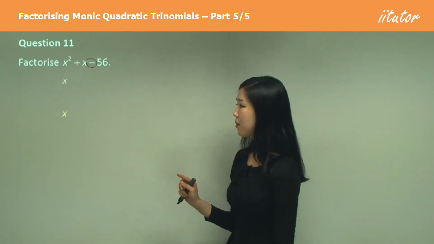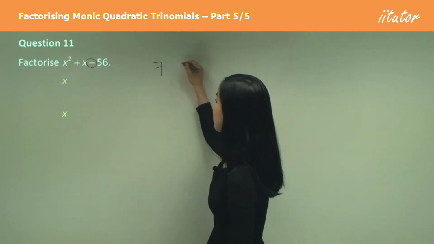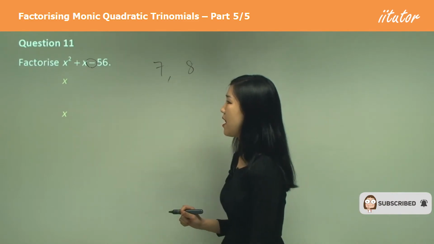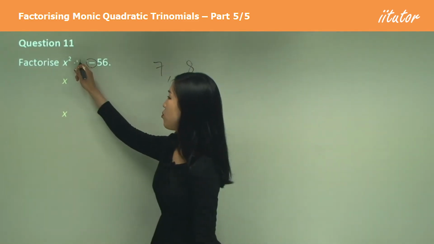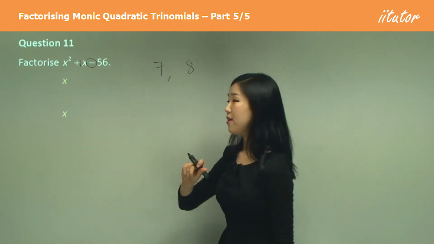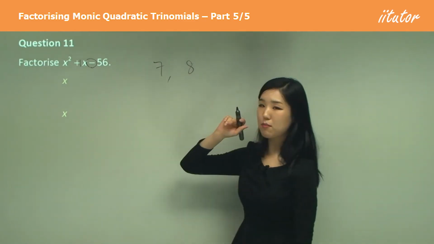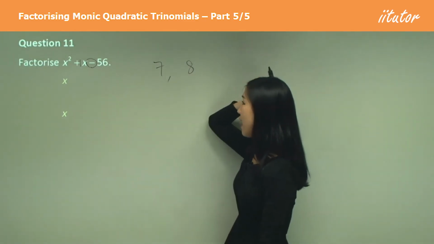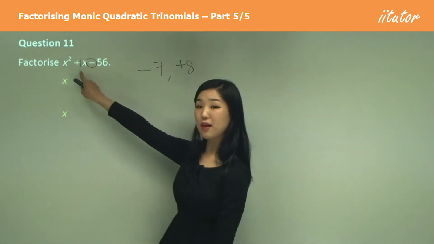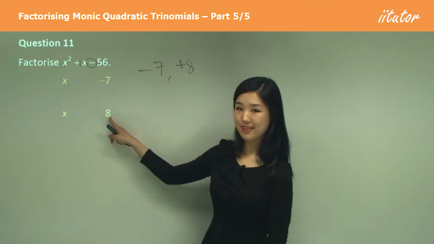Okay, again, I'm going to start with my x and x, and then think about 56. I'm going to try to use 7 and 8 again, because that's the one I can think of at the top of my head. And we want, this is plus 1x, isn't it? I know that the difference of these two numbers is 1. But this time we need positive 1. How do we make positive 1 with these numbers? Well, I can say plus 8 minus 7 makes plus 1, doesn't it? So this time I'm going to have minus 7 and plus 8.